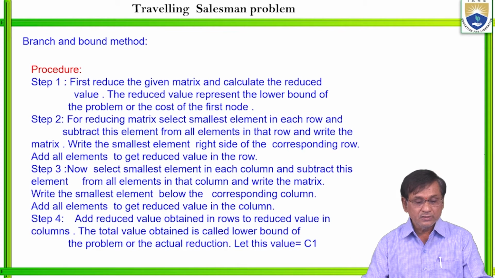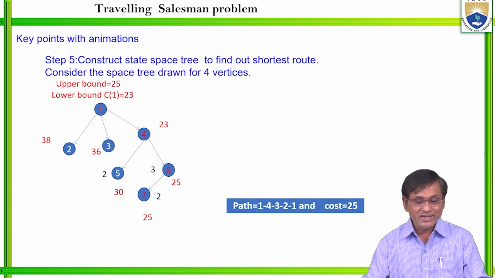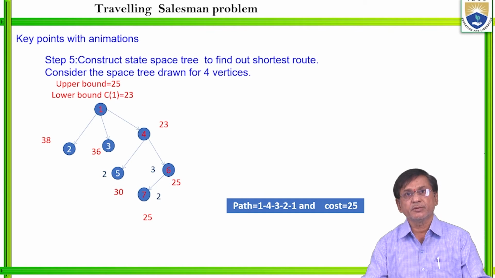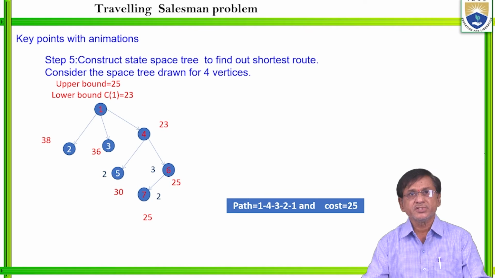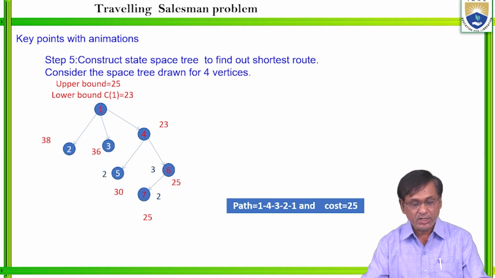Next step, step 5, is to construct the state space tree to find the shortest route. So after reducing the matrix, we have to construct the state space tree to find the shortest route. For example, consider the space tree drawn for 4 vertices. In this, I will explain how to find the cost of each node and how to calculate the path.